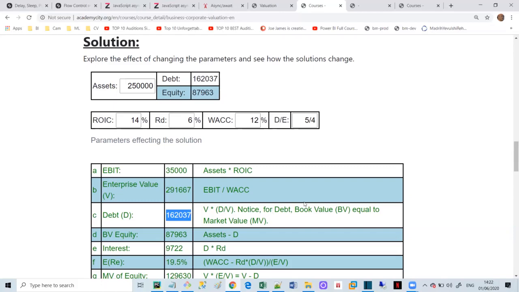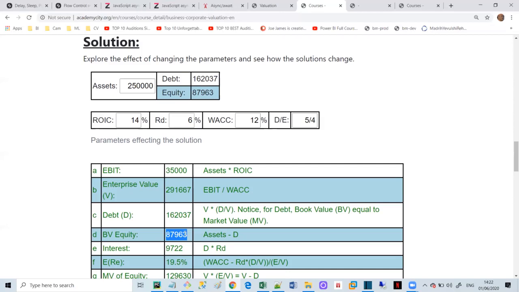So I'm giving them exactly what they're paying for. I'm giving them 56% of a company that's worth 291,667. They would give me 162,000. I'm investing it in the company. Since I need 250, I'm putting out of my pocket 87,963 as investment as an equity owner, okay?